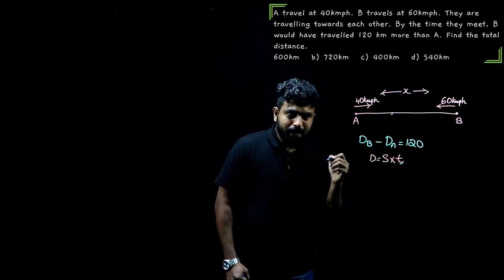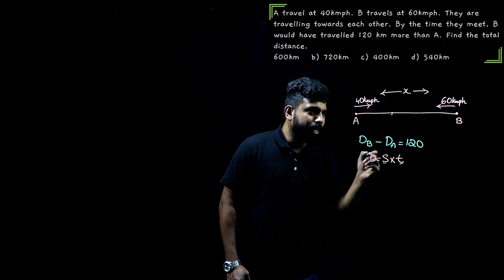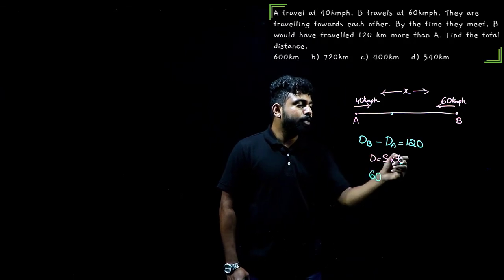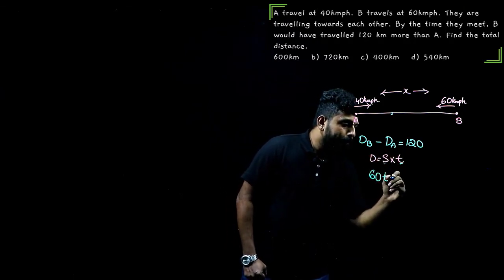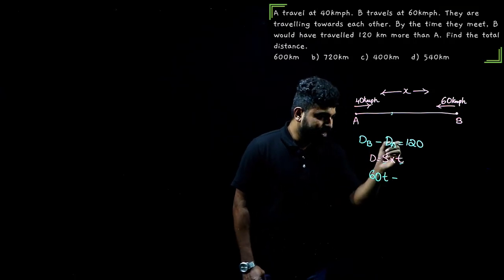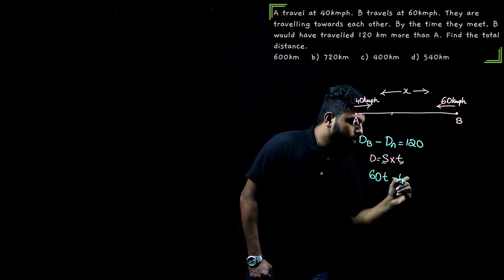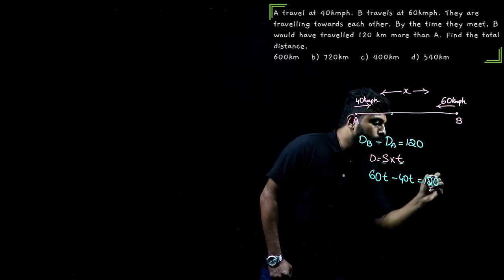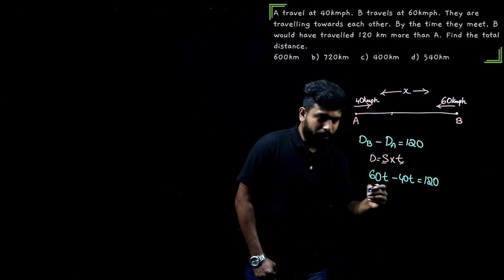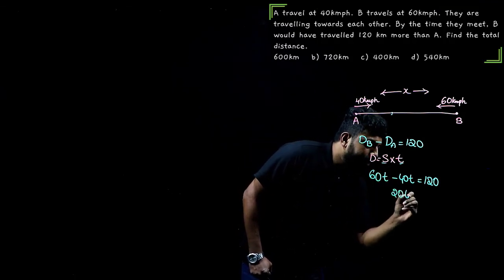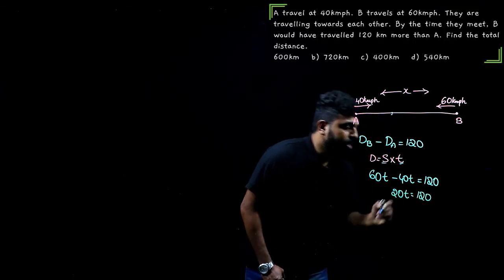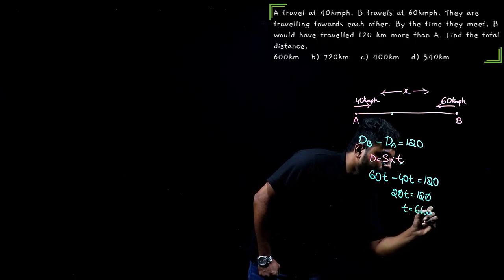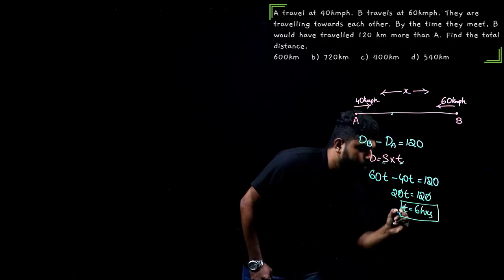What will be the distance traveled by B? Distance traveled by B would be the speed of B, which is 60 kilometers per hour, into time. Time would be T hours. Minus the distance traveled by A. What will be the distance traveled by A? Similarly, speed of A, which is 40, into time taken, which is T, will be giving me 120. So 60T minus 40T will give me 20T. 20T would be giving me 120. So what will be the value of T? The value of T would be 6 hours. So the time traveled by those two people would be 6 hours.